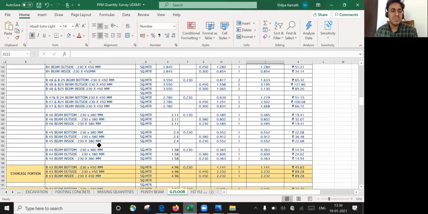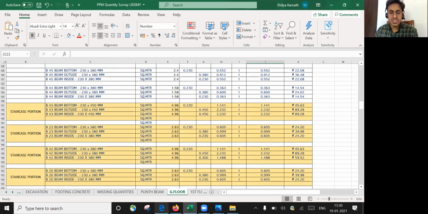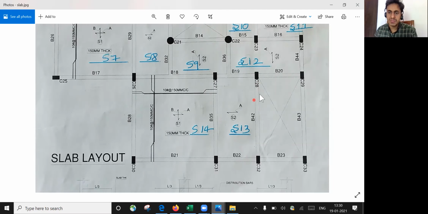Now coming to the staircase portion. Where is my staircase portion? See, this is the part where you have a staircase. If you're not able to identify from this, I'll show you one more image. You can see it here, right? I have given you the architectural drawing. Try to see it in the architectural drawing. You have a staircase coming in this portion.